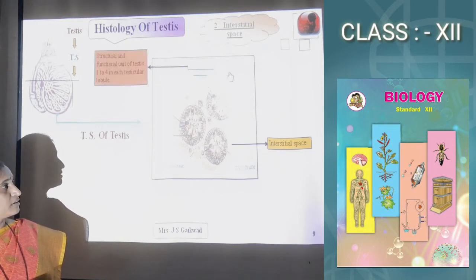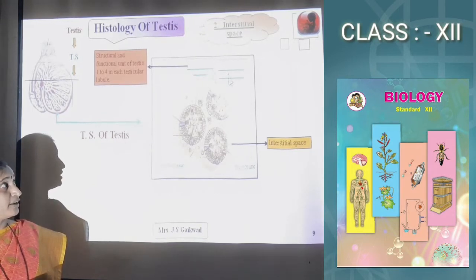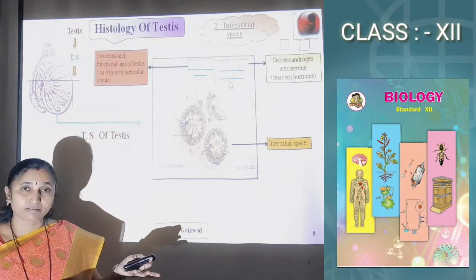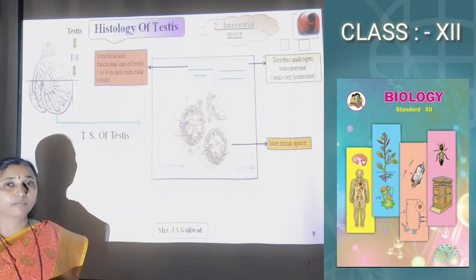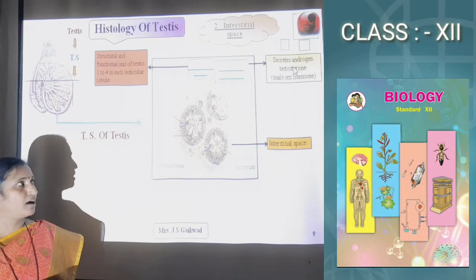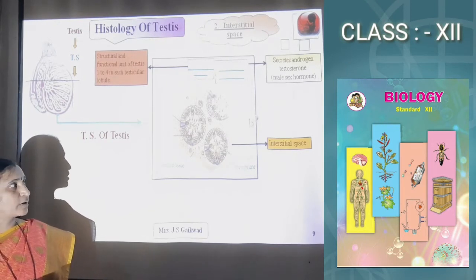Another structure is the interstitial cells, which are very important because they are endocrine cells. They secrete the male sex hormone known as testosterone. It is the androgen hormone. Other structures are also present.